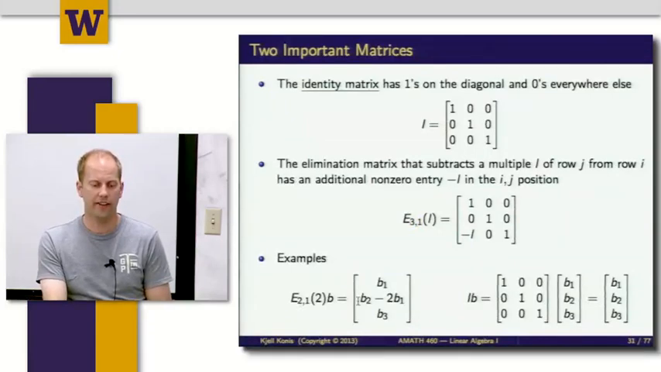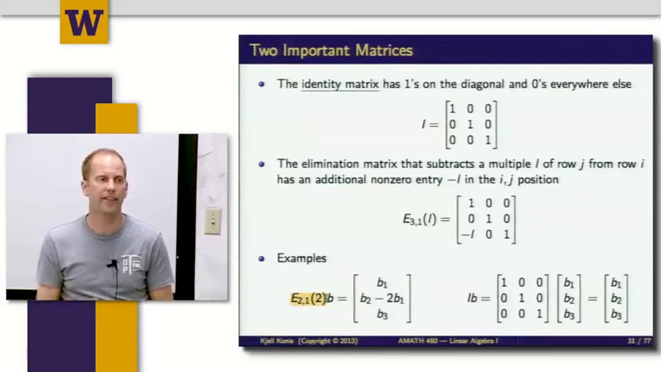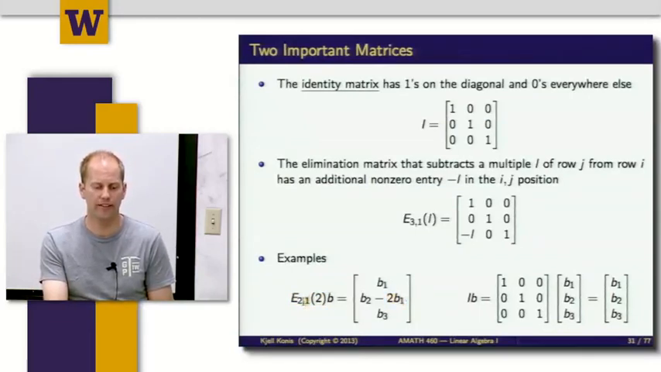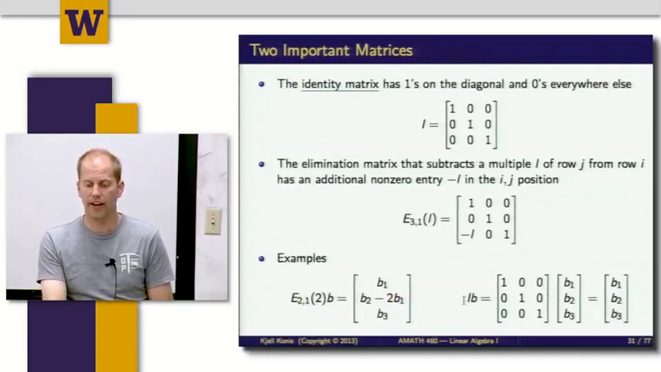This is just the example I did on the previous page. Previously I'd written out the whole form of the matrix. Here I'm just going to say E21. So it's subtracting 2 times row 1, so 2 times this index from this index. And then remember, the identity matrix is just leaving a vector unchanged.